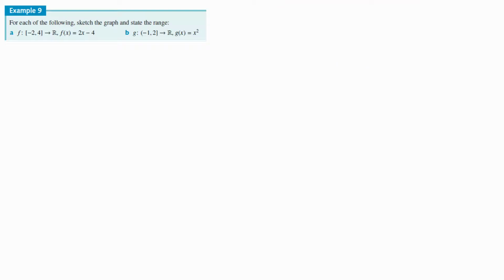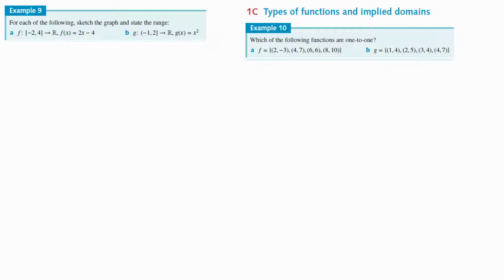Here we go. Now, next part. Types of functions and implied domains. Okay, so this is 1C. Remember a function, I talked about the machine, that no matter how many x's you put in, you only want one y value to come out, okay?